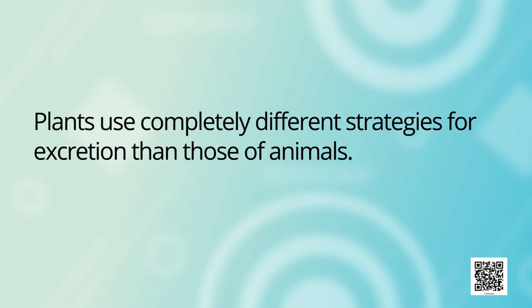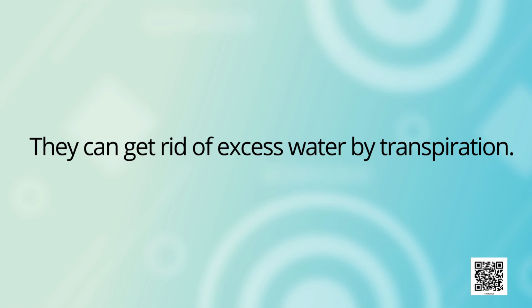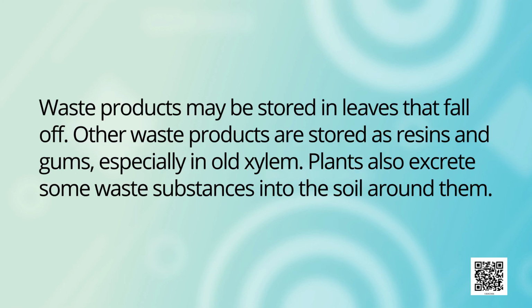Excretion in plants. Plants use completely different strategies for excretion than those of animals. Oxygen is removed from the stomata of leaves. They can get rid of excess water by transpiration. Waste products may be stored in leaves that fall off. Other waste products are stored as resins and gums, especially in old xylem. Plants also excrete some waste substances into the soil around them.